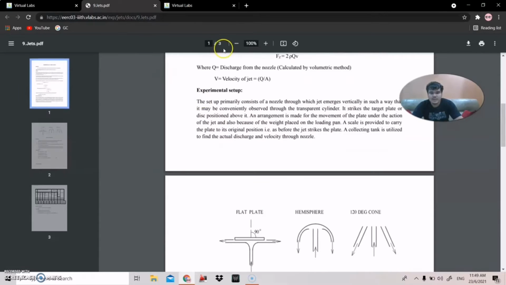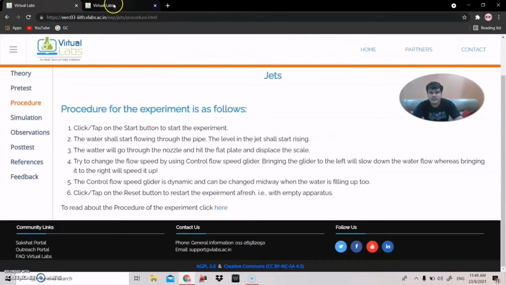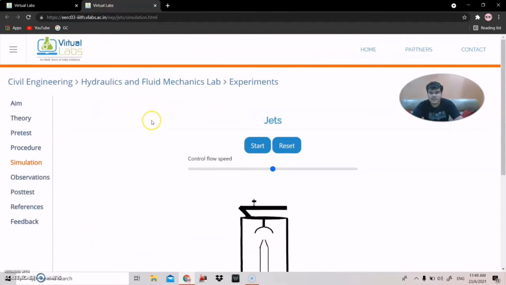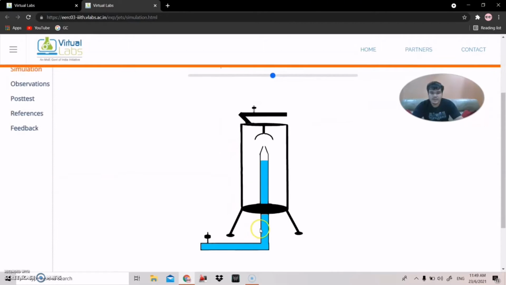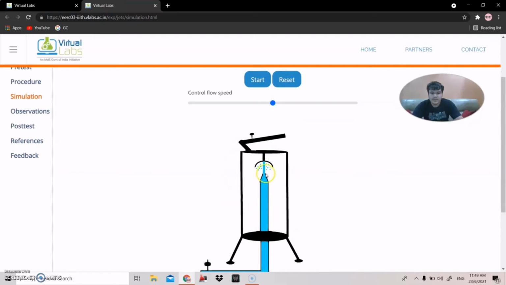Okay, so let's start. For the simulation, you guys can see the water is up here.